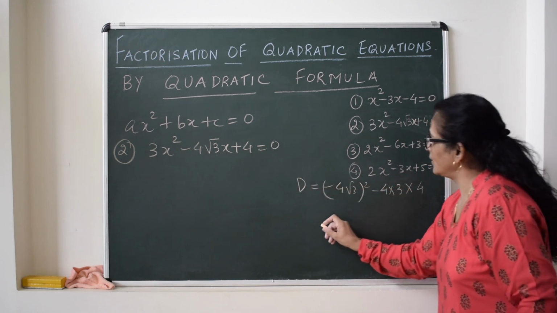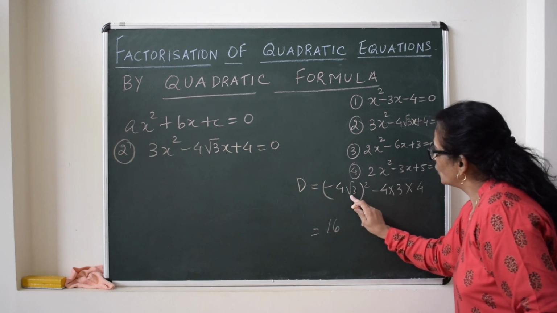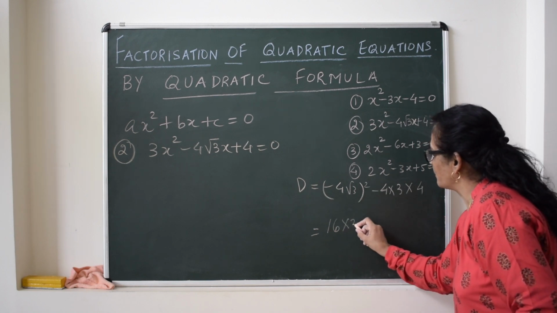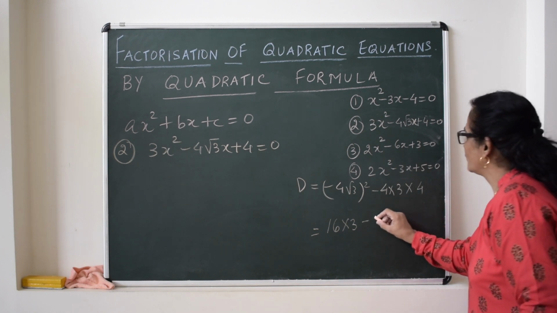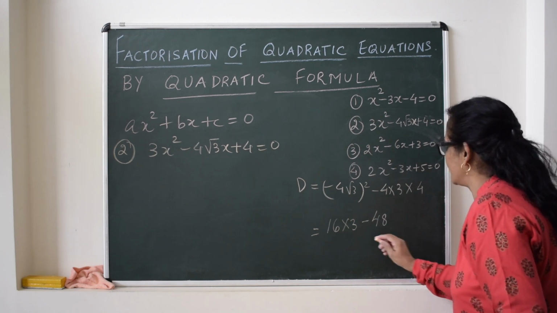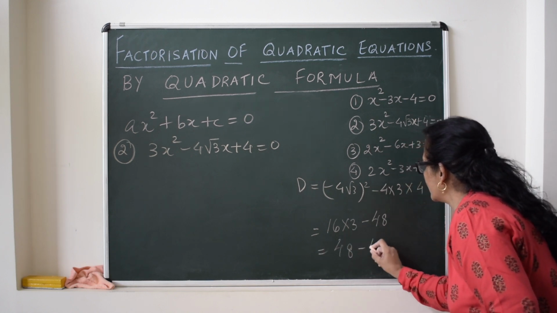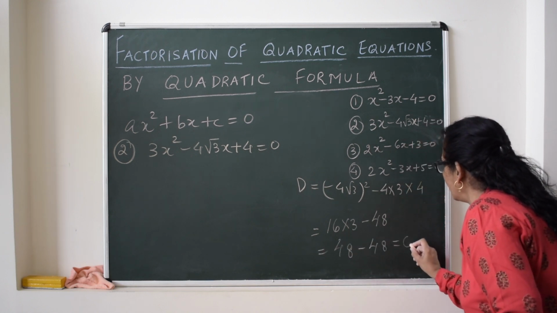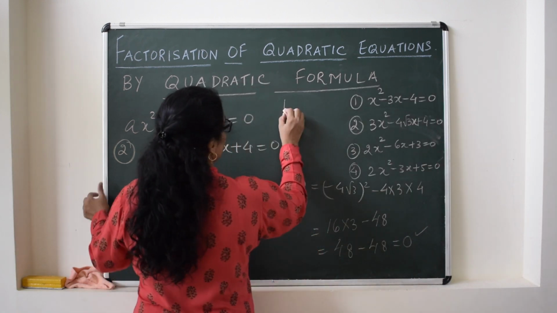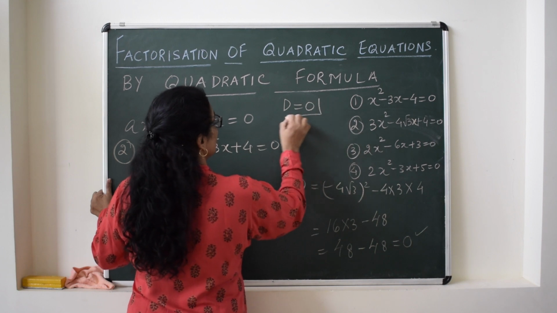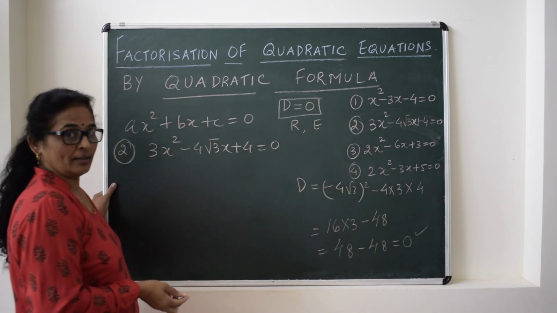So on solving it further, minus 4 square is 16, root 3 square is 3, minus 4 4s are 16, 3s are 48. Here also 16 3s are 48. So 48 minus 48 is 0. So the second condition what we saw was D is equal to 0 will give us real and equal roots.